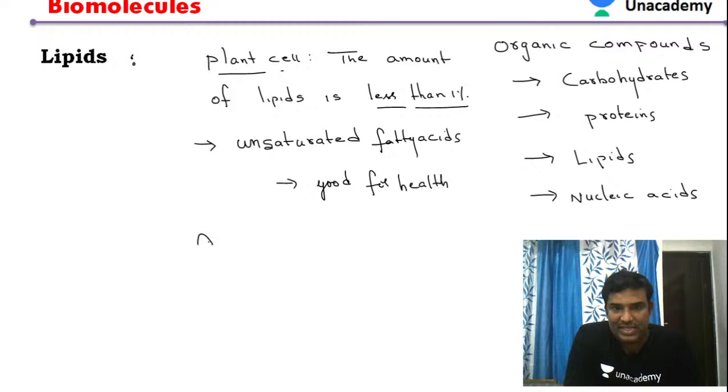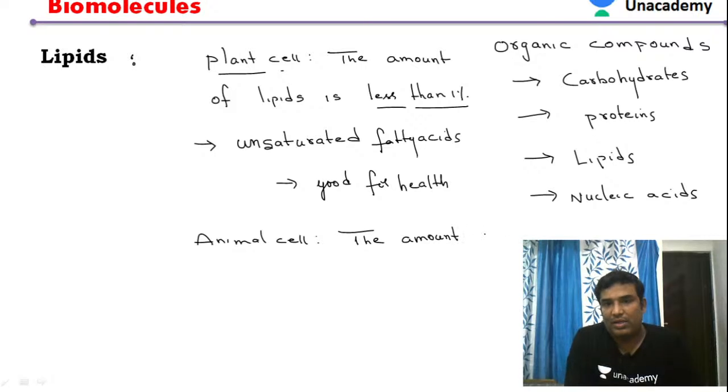If you see in an animal cell, the amount of lipids ranges between 1 to 2%. So it is a little bit more than the plant cell.